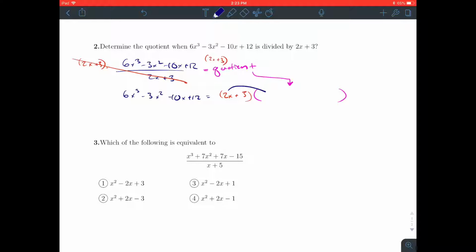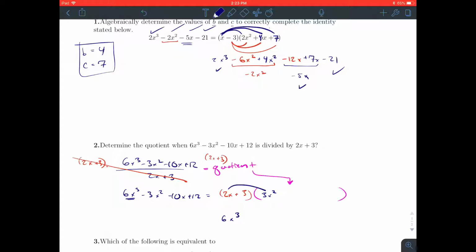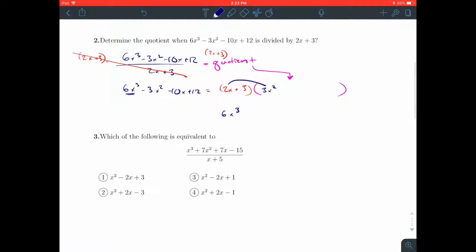So we do 2x times the first term. That has to give us 6x cubed. That is 3x squared. 2x times 3x squared is 6x cubed. And what you should notice as we do this is the exact same problem that we just solved above. We turned this division problem into the distribution problem we had above. So 2x times 3x squared was 6x cubed, which is great because that's what we wanted. But when we put the 3x squared here, it also gives us 3 times 3x squared, which is 9x squared. However, that's not so good because we want to get negative 3x squared.